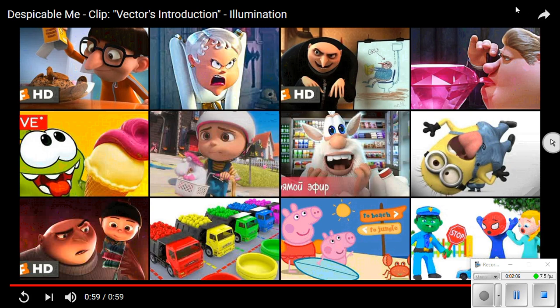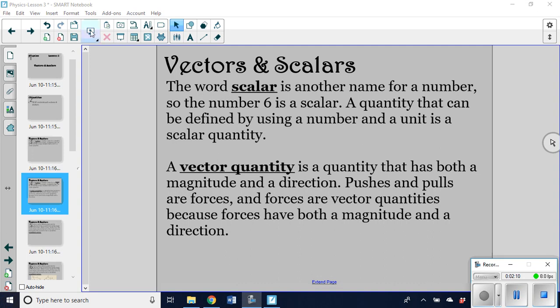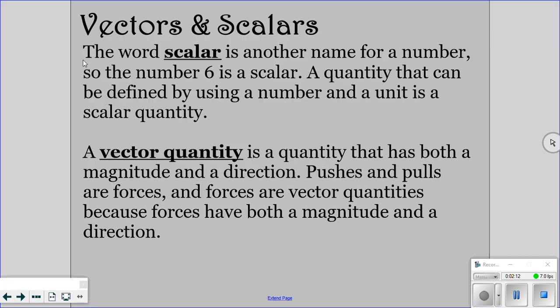Okay, so if you've ever seen that clip before, or you've seen that movie, you may not have noticed it, but that's what a vector is. It has a direction and a magnitude. So Vector is his villain name.